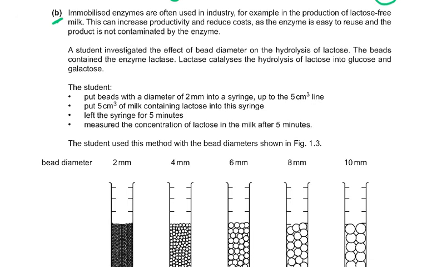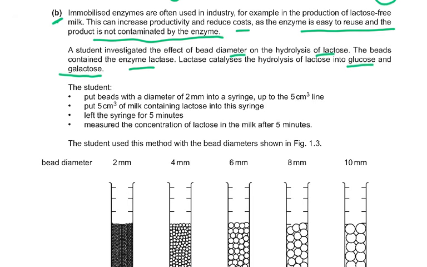B part of the question: immobilized enzymes are often used in industry, for example, in the production of lactose-free milk. This can increase productivity and reduce cost, as the enzyme is easy to reuse and the product is not contaminated by the enzyme. A student investigated the effect of bead diameter on the hydrolysis of lactose. The beads contain the enzyme lactase. Lactase catalyzes the hydrolysis of lactose into glucose and galactose.